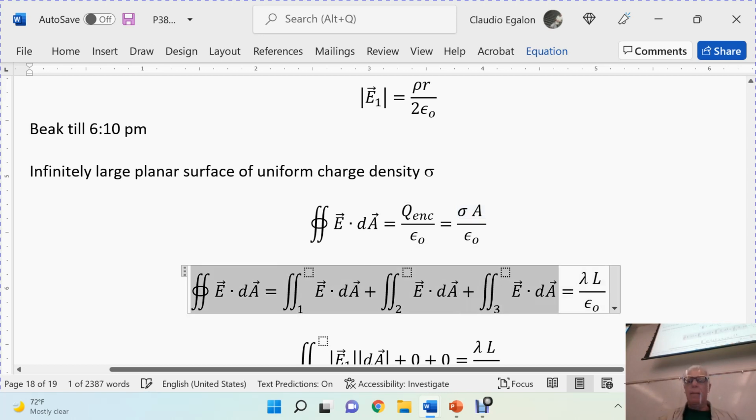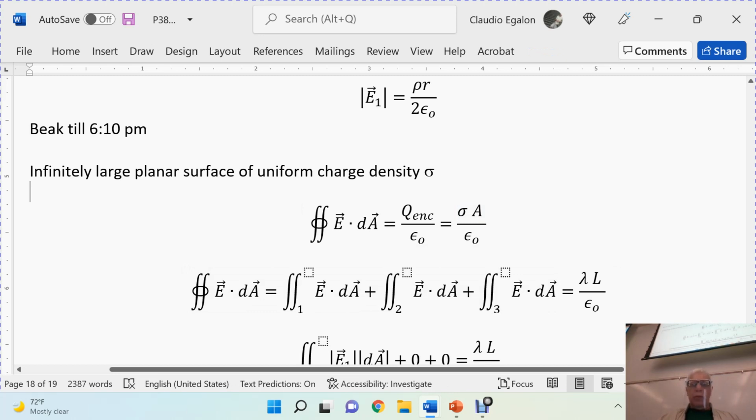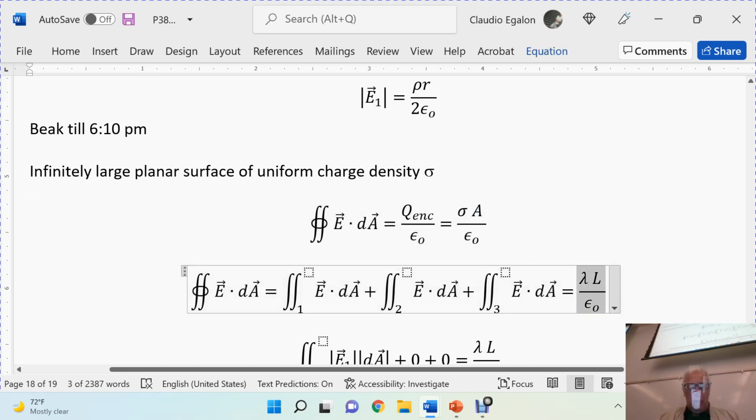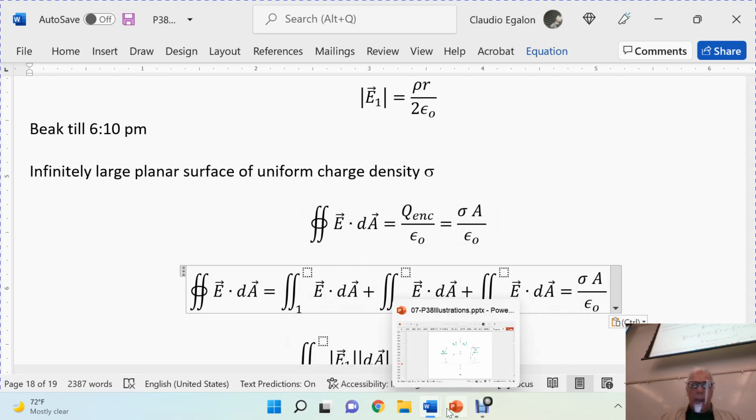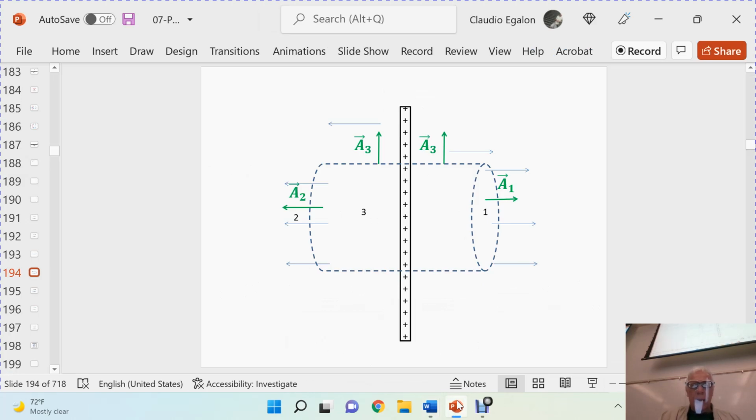I already did that. Surface 1, 2, and 3. And I'm gonna do something else too. I am going to tell you that this cylinder has a radius lowercase r. Okay, let's see how I'm gonna put that.